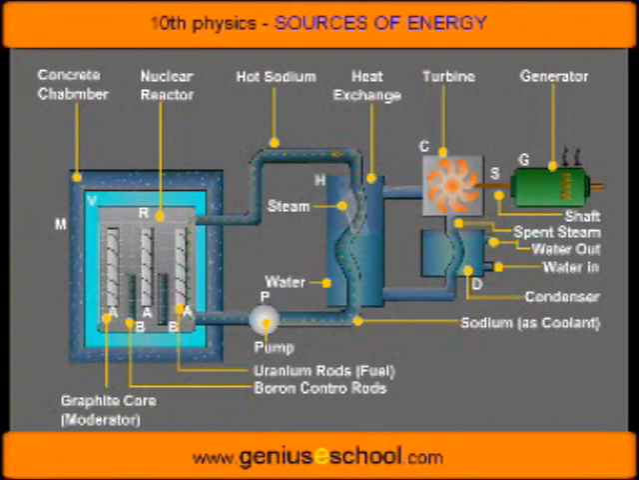The condenser cools the spent steam to form water. This water is again sent to the heat exchanger for forming fresh steam.